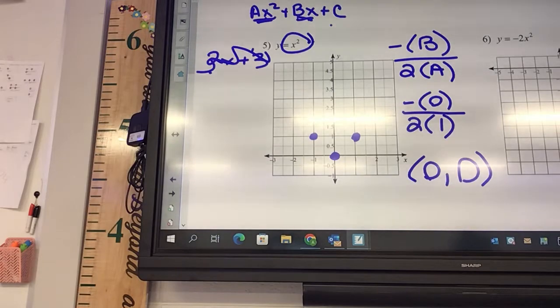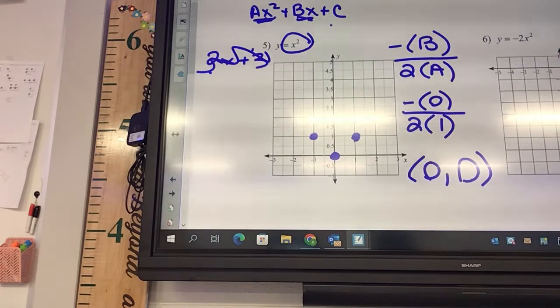Wait, so this would be b right here, and then the rest of them is 0. Yeah.